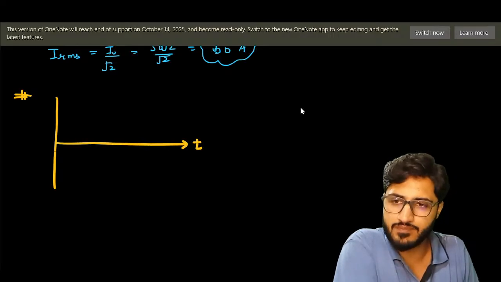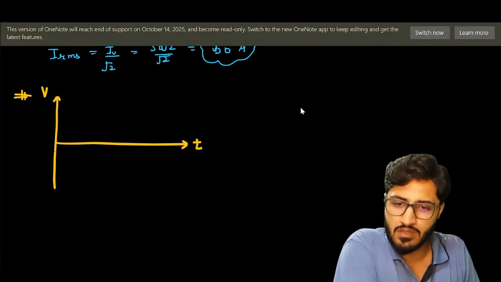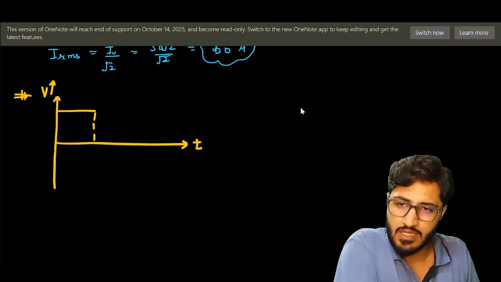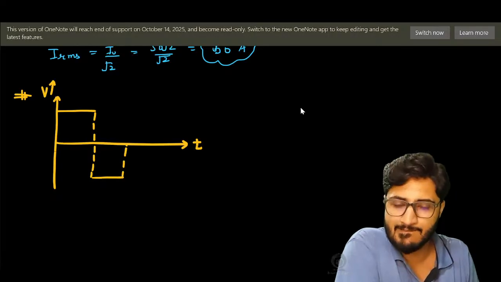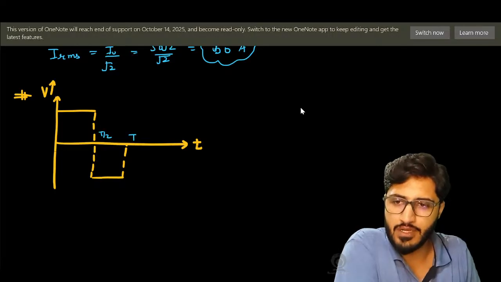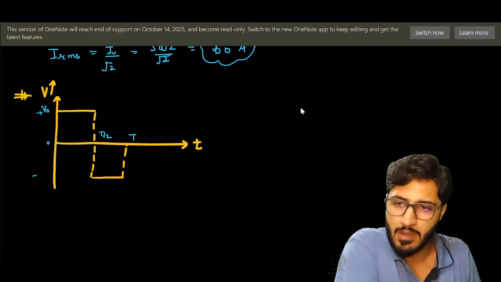Time t, V. And if it looks like this, t by 2, V naught, 0 minus V naught.